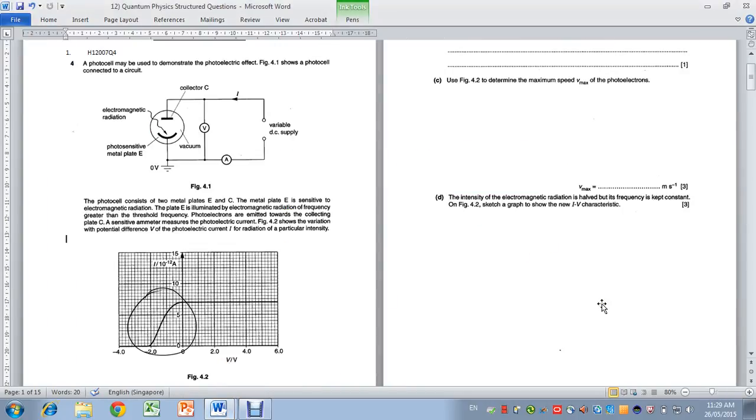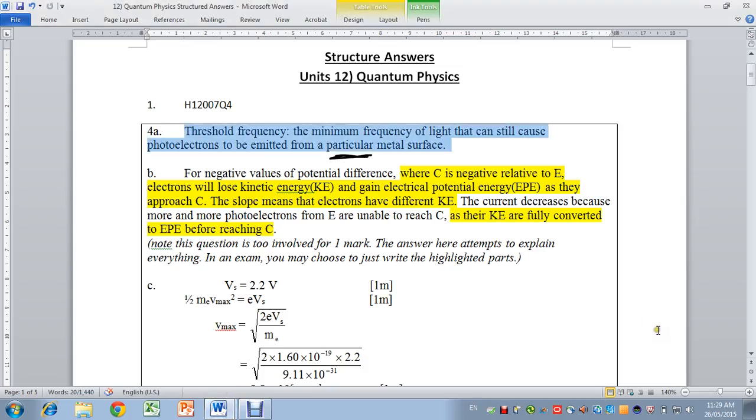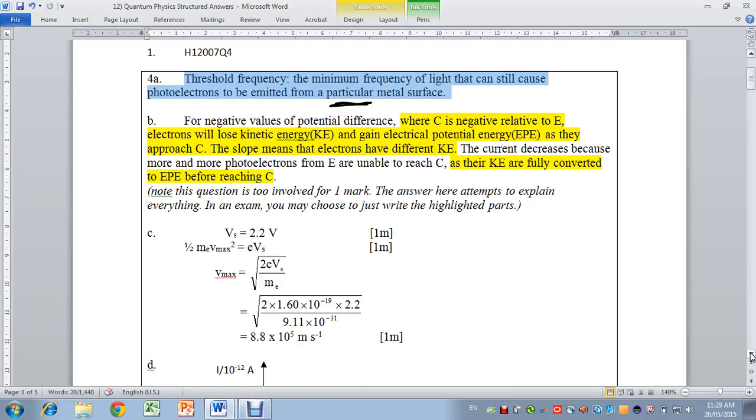Next, part C, a calculation question. Use figure 4.2 to determine the maximum speed of the electron. To find the maximum speed, we just need to read off the stopping potential, and we need to read this carefully because the value is actually not at 2.0 but seems to be more at 2.2 V. So let's look at the answers. The stopping potential, if I read off the graph, is 2.2 V. That gives you 1 mark.